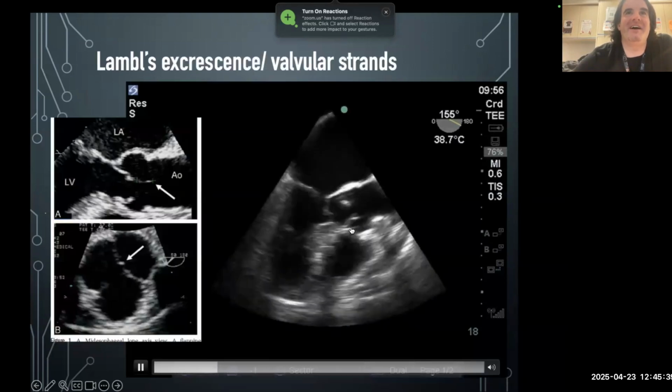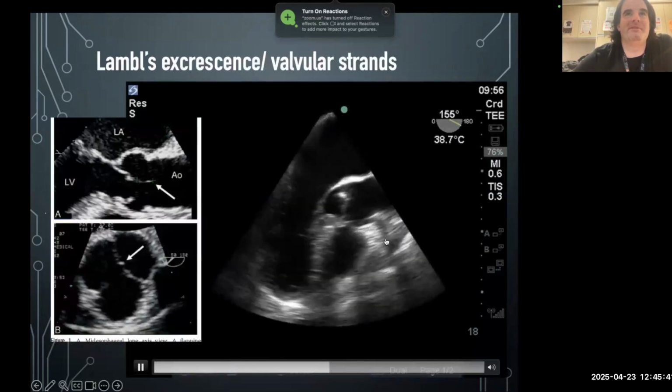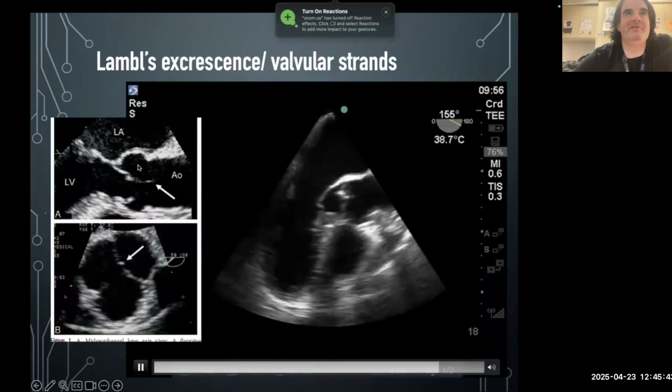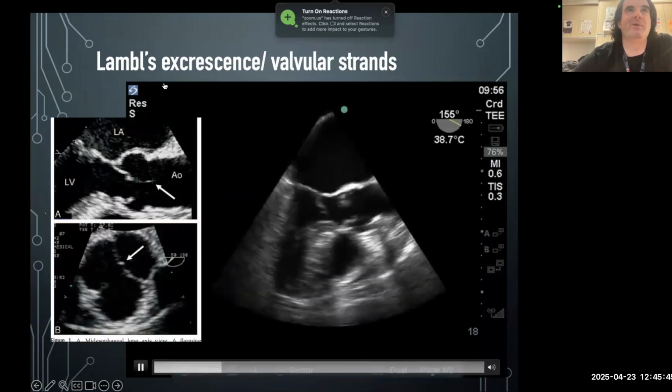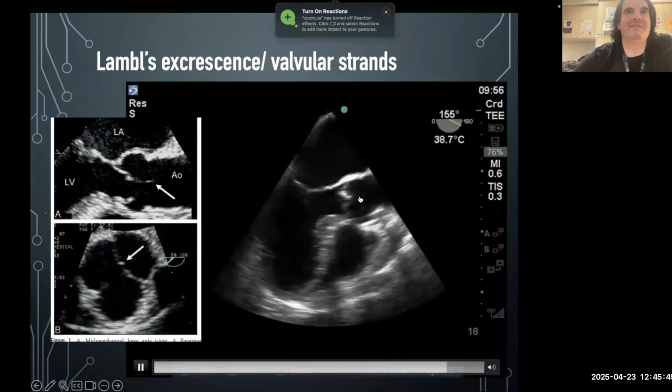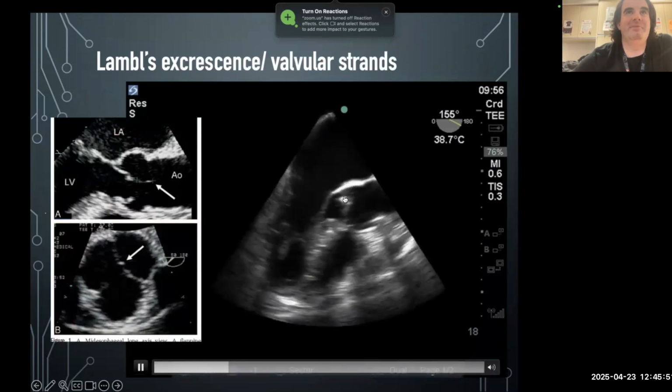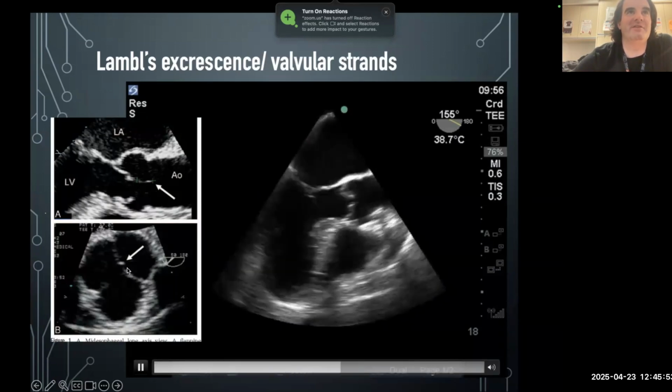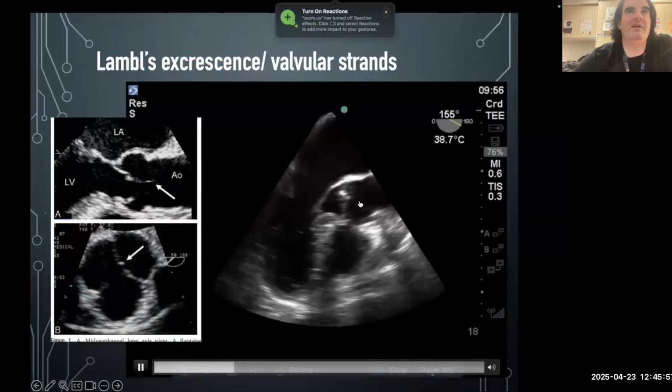And this is just an aside, but there are lots of reasons where there are little fake-outs on the valves. This is my particularly favorite word: Lambl's excrescences, or valvular strands. It's kind of hard to see here. It'd be better with a zoom mode, but you see these little strands on the valve, most likely embryological remnants from development of the valves.